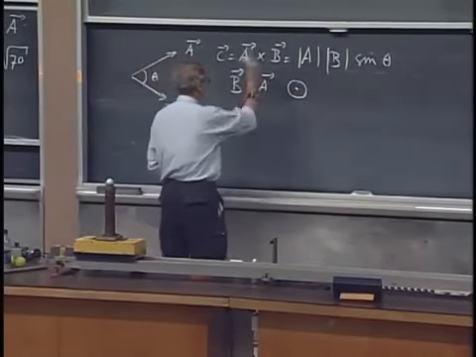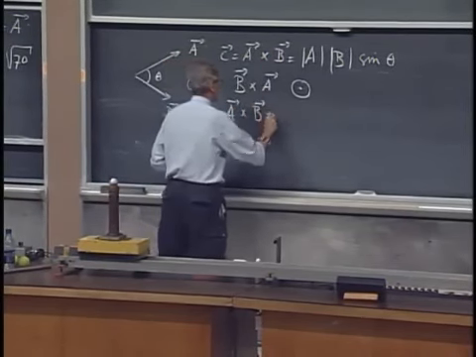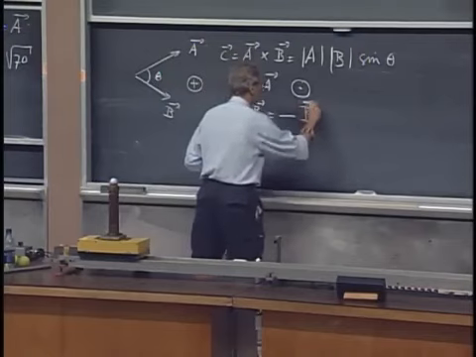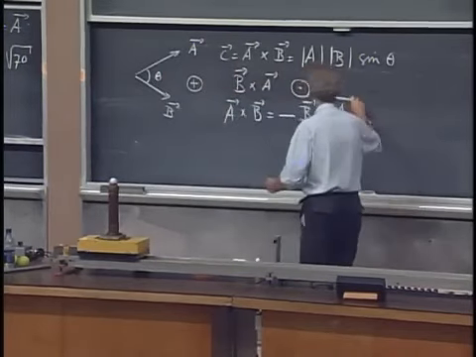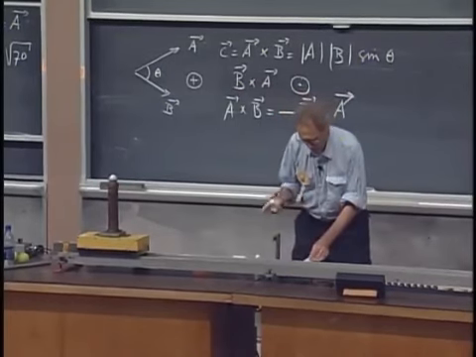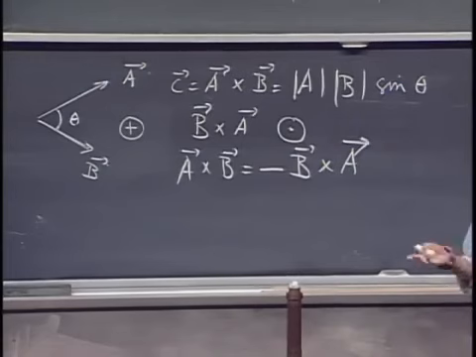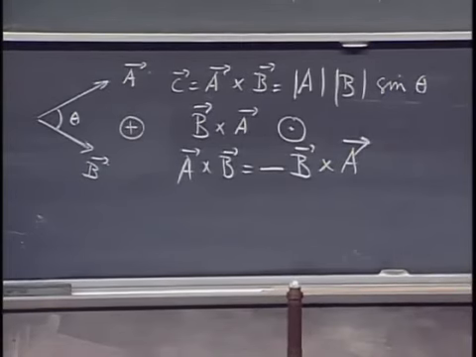In other words, A cross B equals minus B cross A, whereas A dot B is the same as B dot A. We will encounter cross products when we deal with torques and when we deal with angular momentum, which is not the easiest part of 8.01.